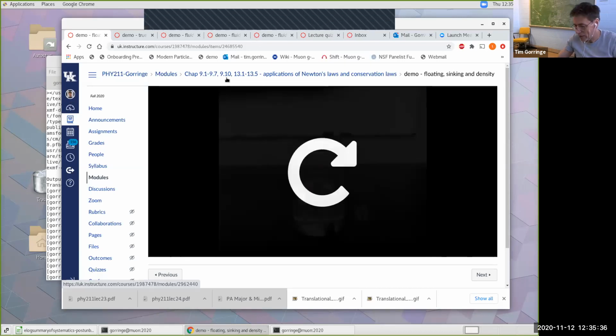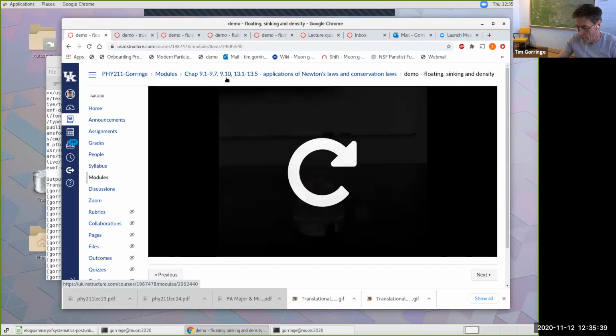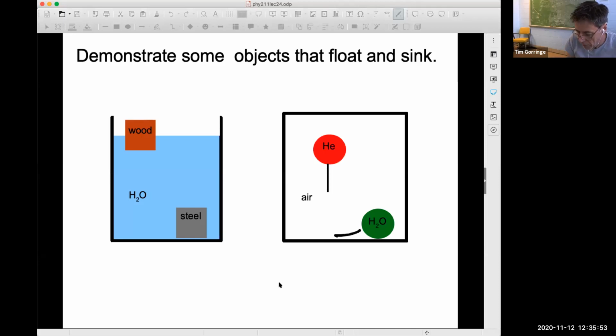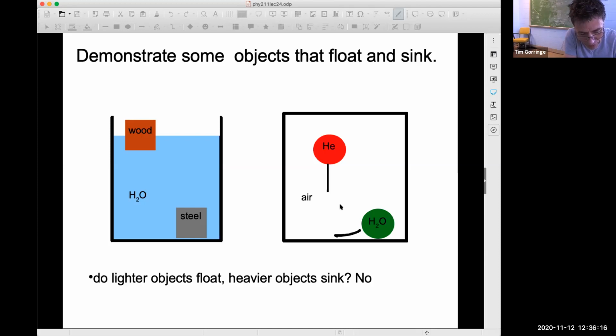So let me go back to my slides. And as I say, over there on the left-hand side, there's my flask of water. There's my wood floating in it, my steel sunk in it. Why is that? We could do the same thing with another fluid, air. That's on the right-hand side. So over here on the right is air.